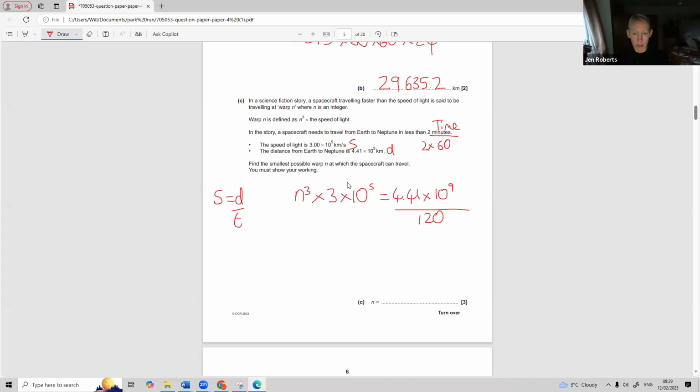Okay, so I'm just going to type that straight into my calculator. I'm going to work this out. 4.41. You do have a standard form button, which I am going to use. And I'm going to divide it by 120, which gives me this answer here. So I know n cubed times 3 times 10 to the 5 is 34,500,000. I want to make n cubed the subject now. So I'm going to divide, you could do this in a couple of different stages, both sides by 3 times 10 to the 5.